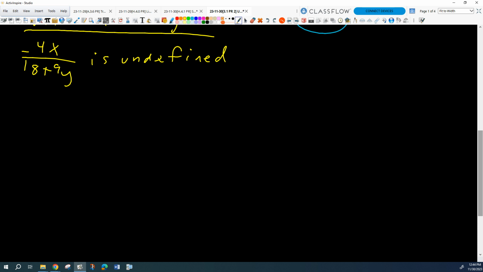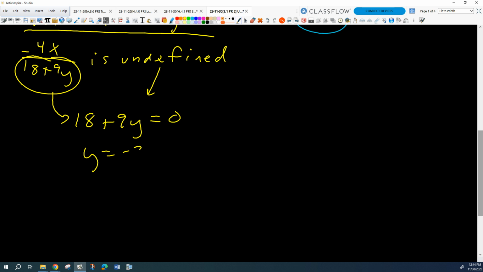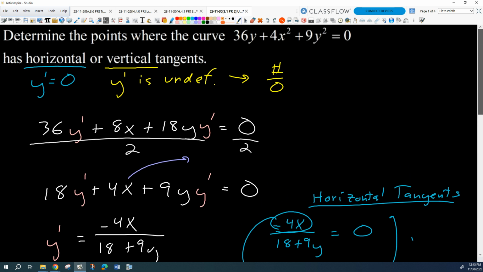0 on the bottom, right? It's the dividing by 0 part. So where is it undefined? Where 18 plus 9y equals 0. That's where it's undefined, right? Where the denominator is 0, which is when y equals -2. Okay? Make sense? Okay, but we might want to know more than that.